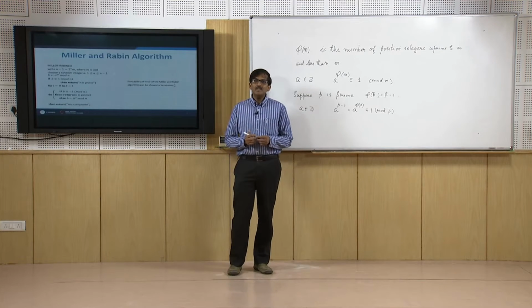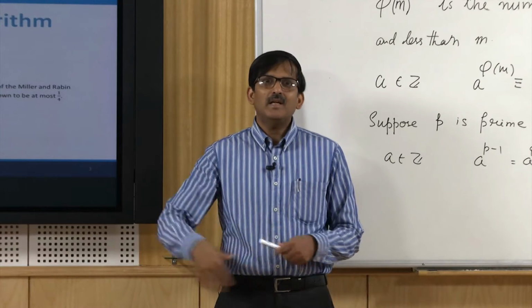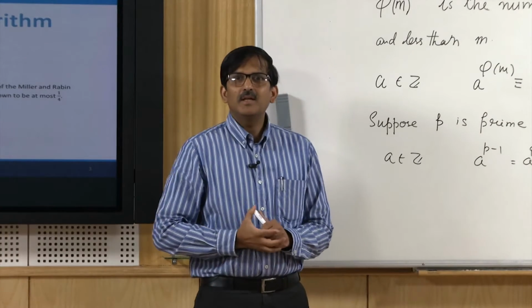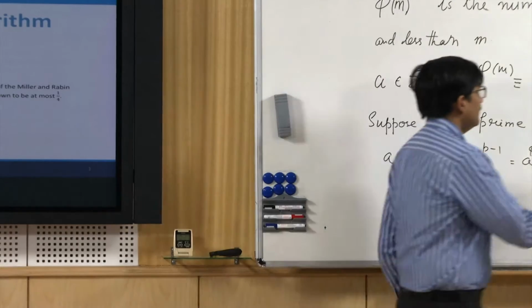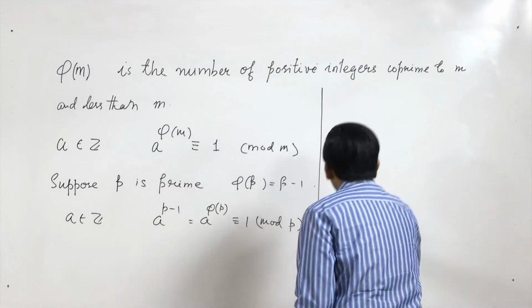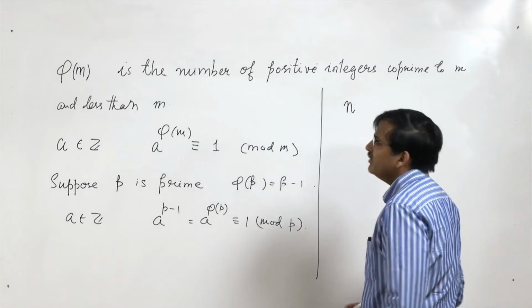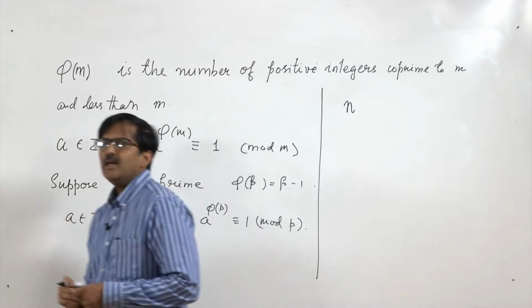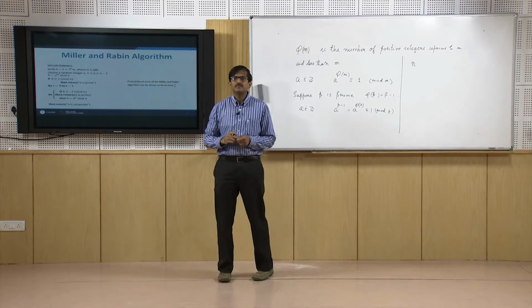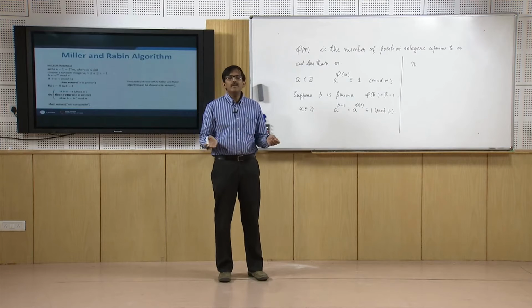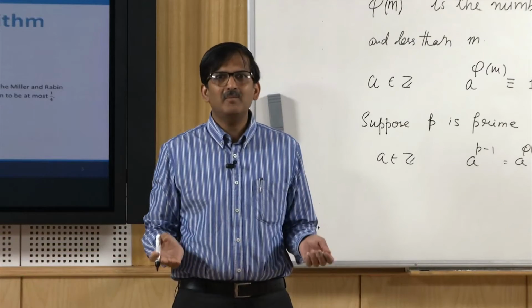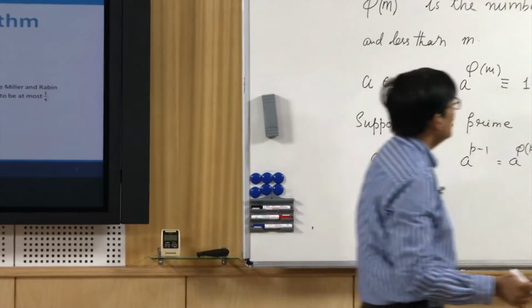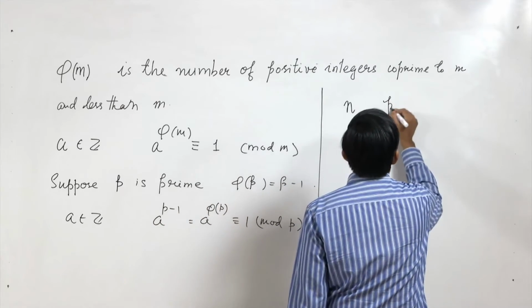Now, we ask what happens if we run it the other way around. Suppose we take a number n, and we want to determine whether n is prime or not. First of all, if n is even, then there is no point checking it, because we know that an even number cannot be a prime. So, n has to be positive odd.